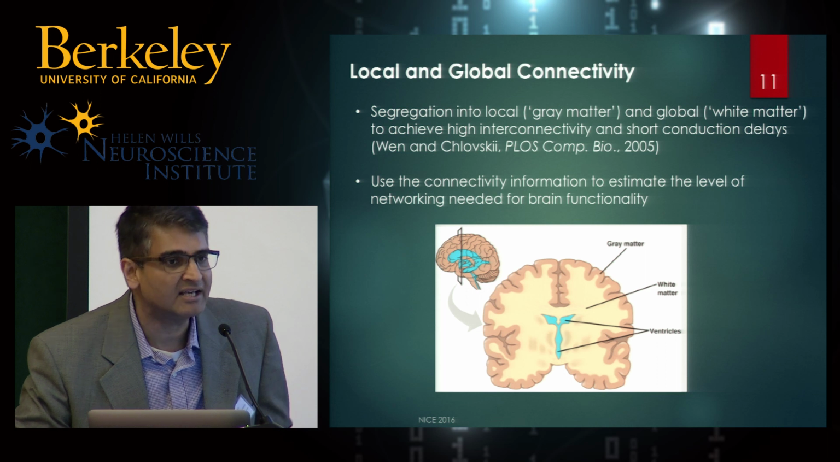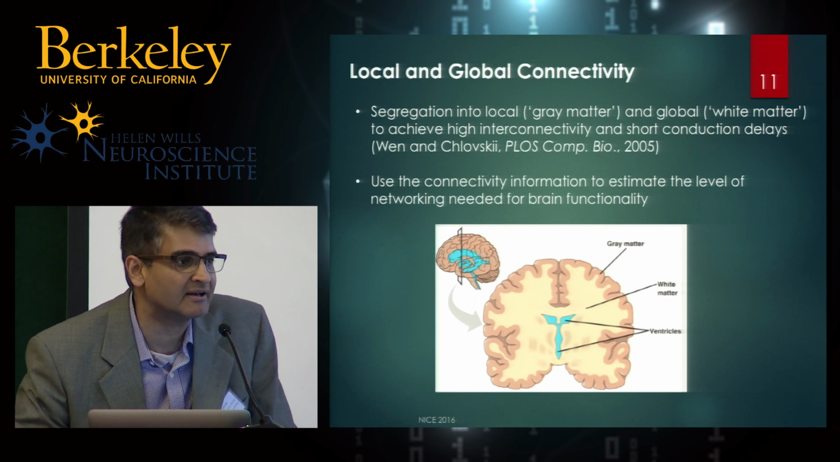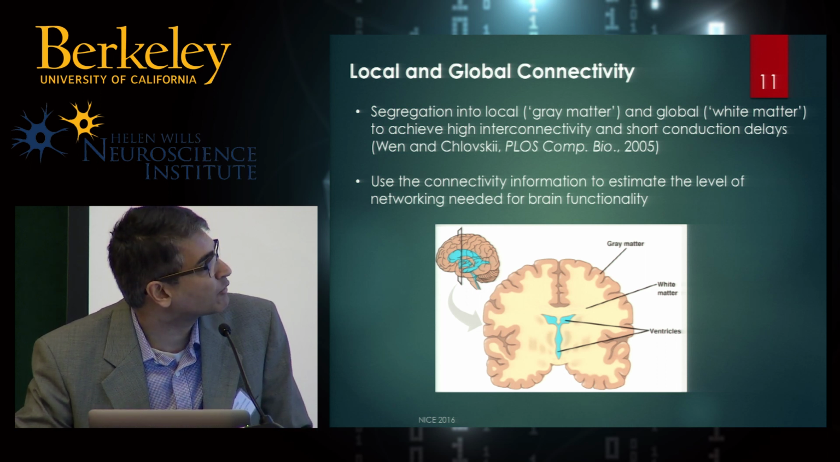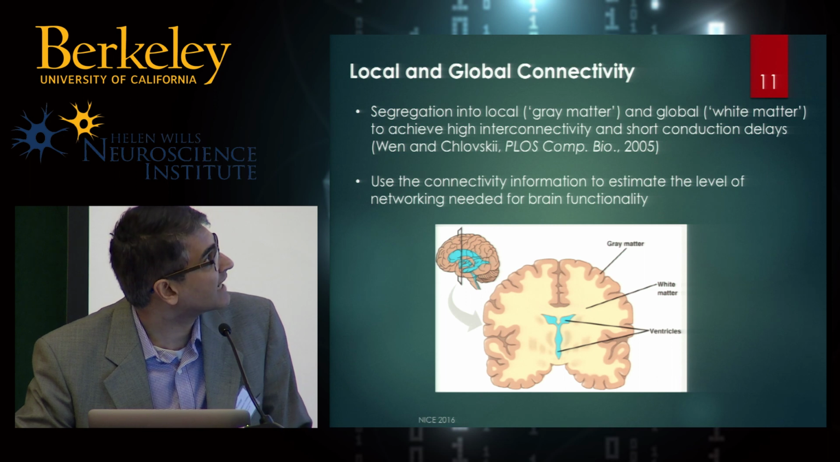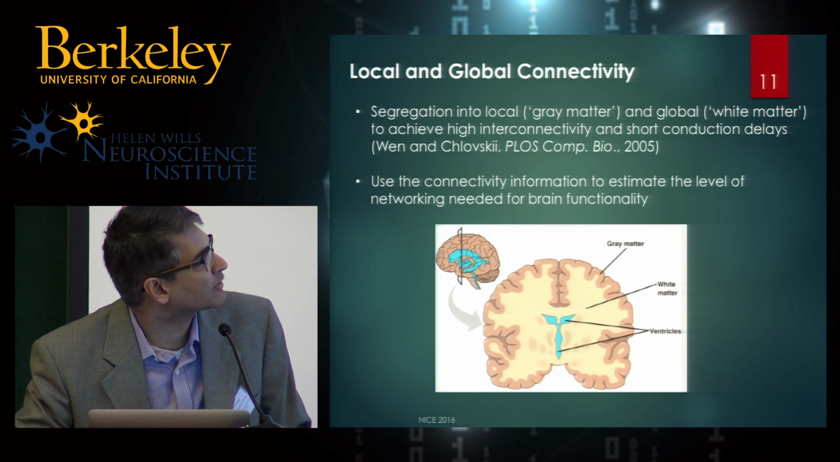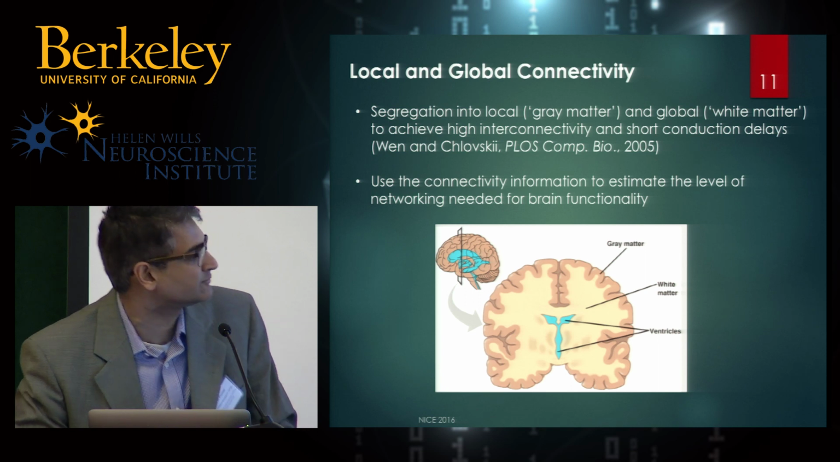And so as I said, since we don't really have another big program, but we want to try to achieve a system which has the kind of functionality that we want to get from a brain, we can say, well, let's use this connectivity information to estimate the level of networking that's needed for brain functionality.